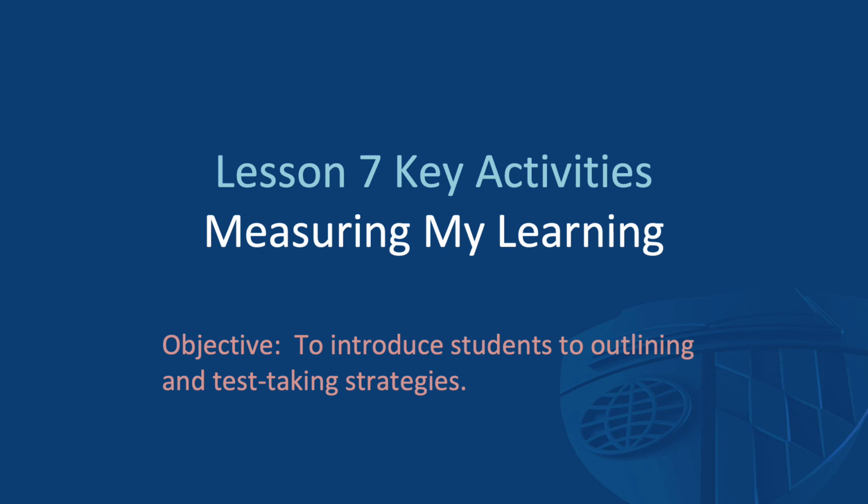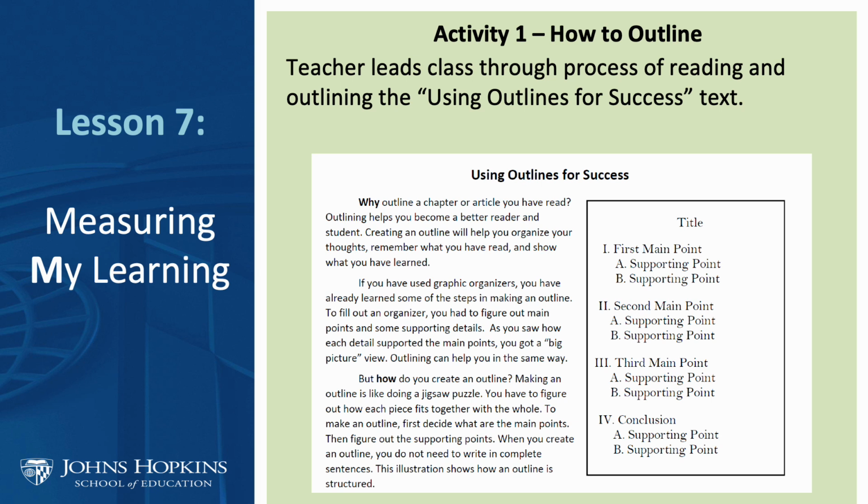The title of Lesson 7 is Measuring My Learning. The main learning objective for the seventh lesson in Unit 3 is to introduce students to outlining and important test-taking strategies. To reach this objective, students will engage in two main activities.